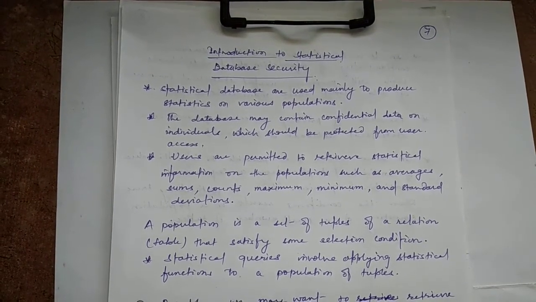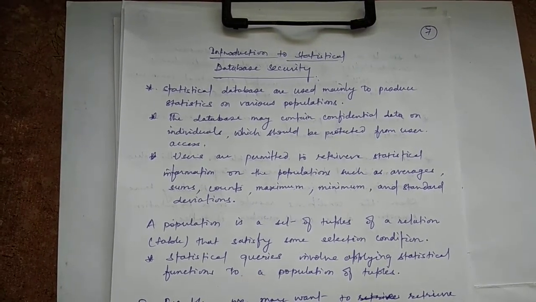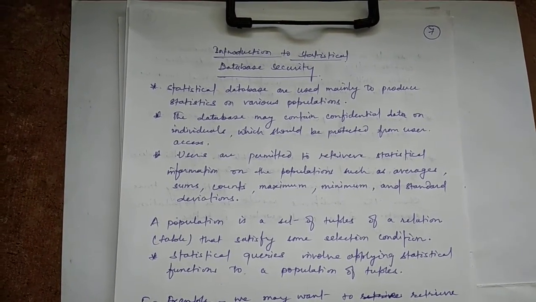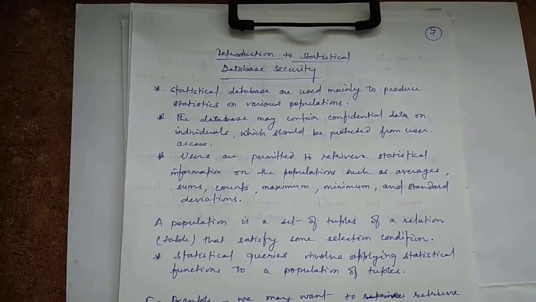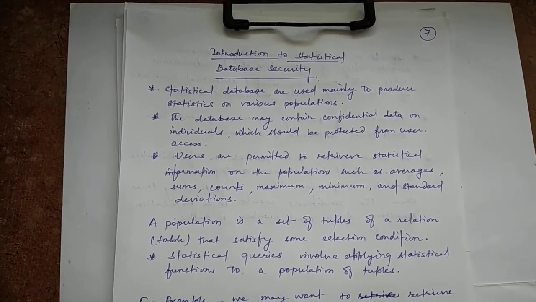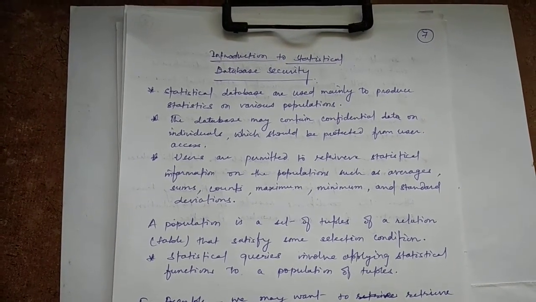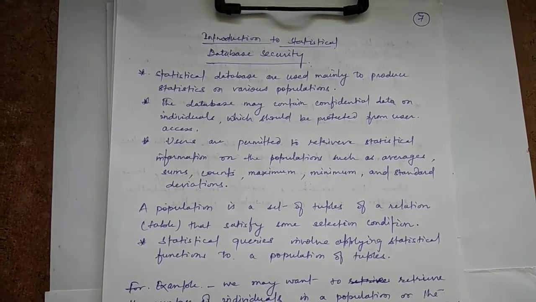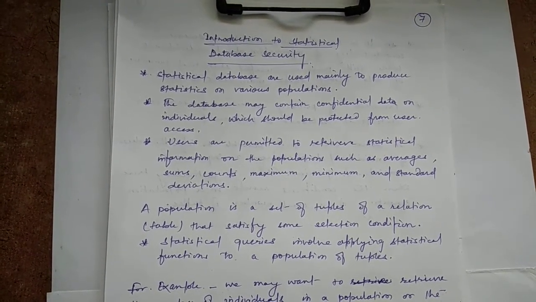Statistical databases are used mainly to produce statistics on various populations. First point. Second point, the database may contain confidential data on individuals which should be protected from user access. Third one, users are permitted to retrieve statistical information on the population such as average, sum, counts, maximum, minimum and standard deviation. A population is a set of tuples of a relation table that satisfies some selection conditions.